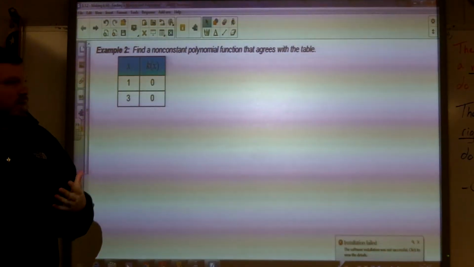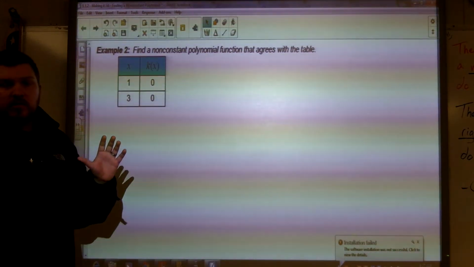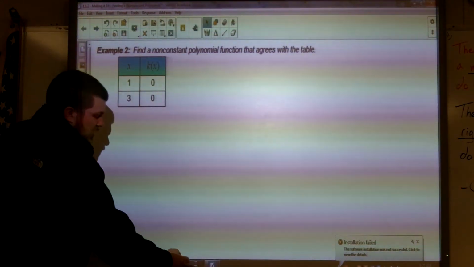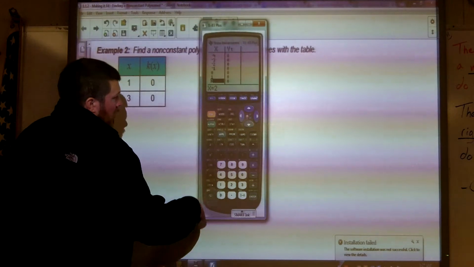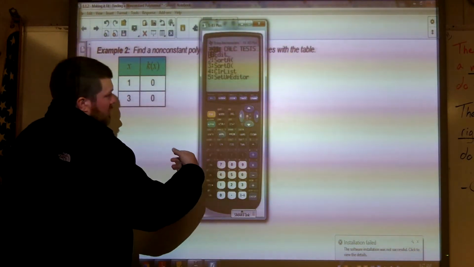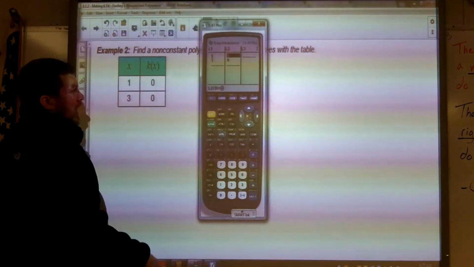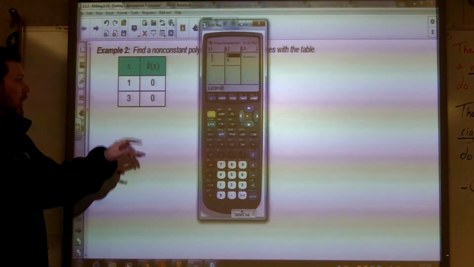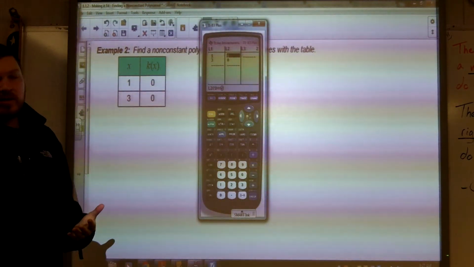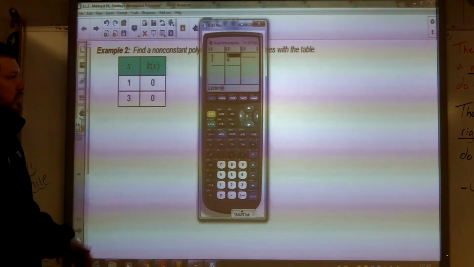So our instinct says, all right, well, let's do what we did in the previous video, which was use the calculator. So first thing we need to do is hit Stat, go to Edit. And our inputs go in L1, our outputs go in L2, which I've already done. If you haven't done that, go ahead and do so now.